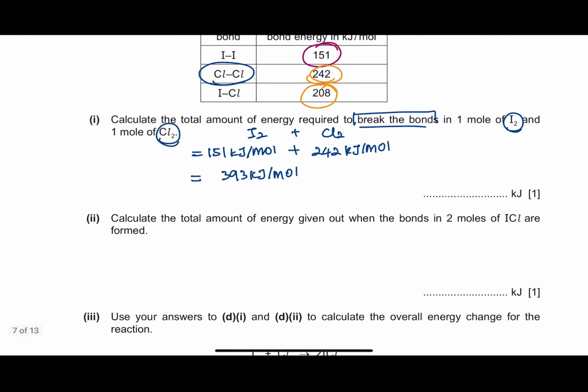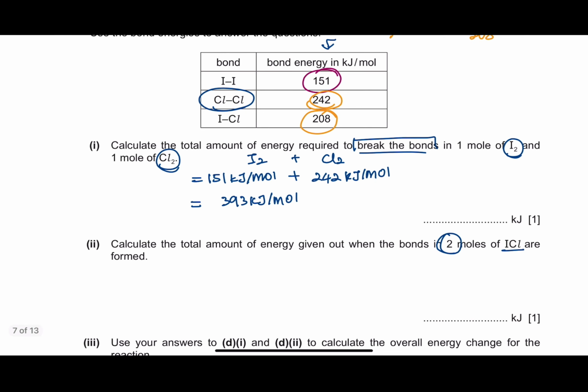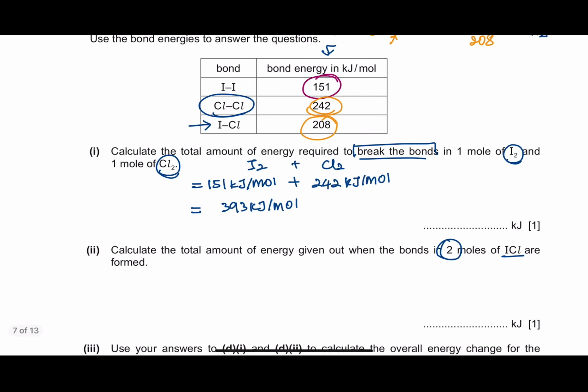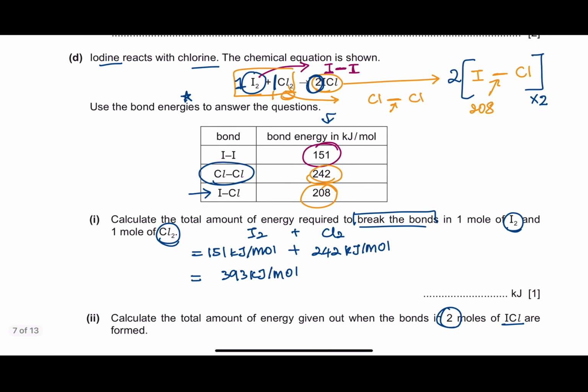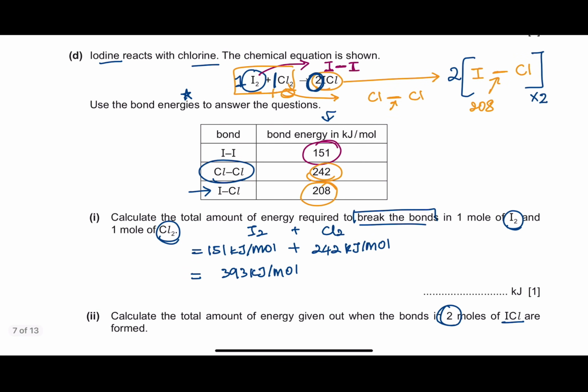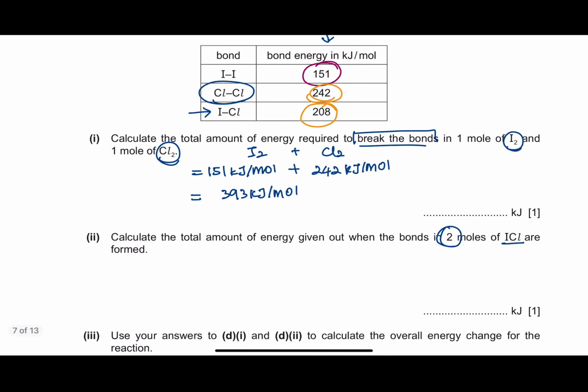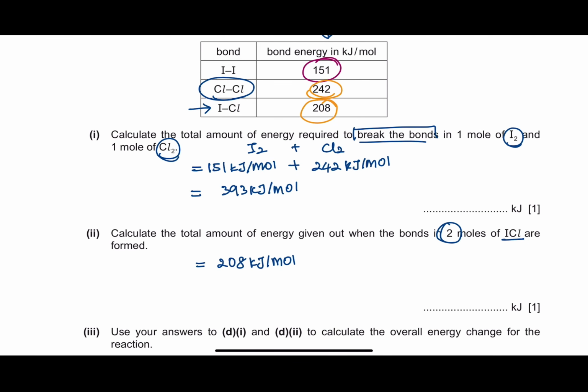Now the next part is asking you to calculate the total amount of energy given out when the bonds in 2 moles of iodine chloride are formed. Now in this table they only give you the bond energy for 1 mole of iodine chloride, which is 208. As you can see in the equation here, we have 2 moles of iodine chloride. This means that you need to multiply the bond energy for iodine chloride by 2. So this will give you a value of 416 kilojoule per mole.